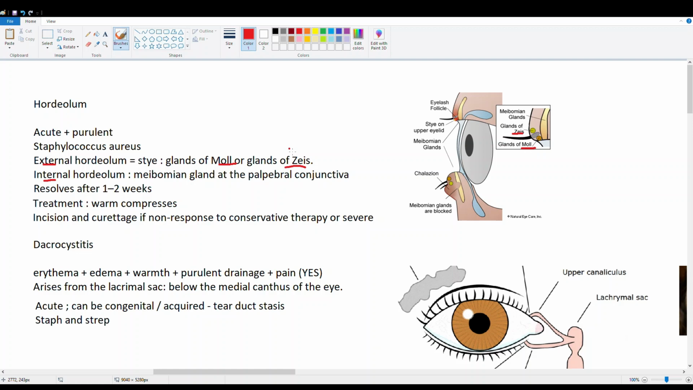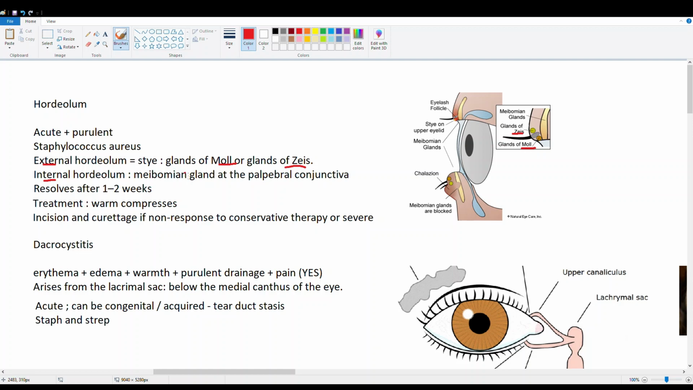So they're both attached to the hair follicle. The glands of Moll are apocrine sweat glands, so they produce sweat just like all the hairy areas in your body with apocrine glands. And the glands of Zeis are sebaceous glands, which basically produce sebum to protect the hair of the eyelash. Okay, so those get infected in external hordeolum.